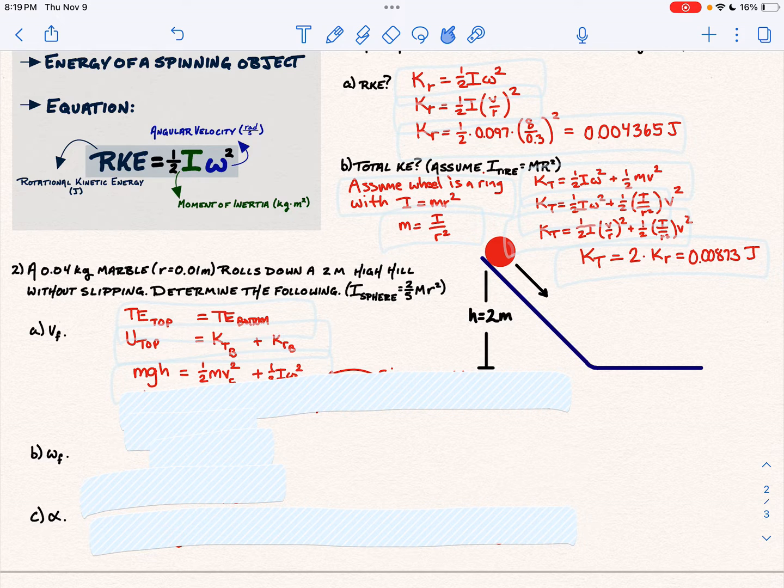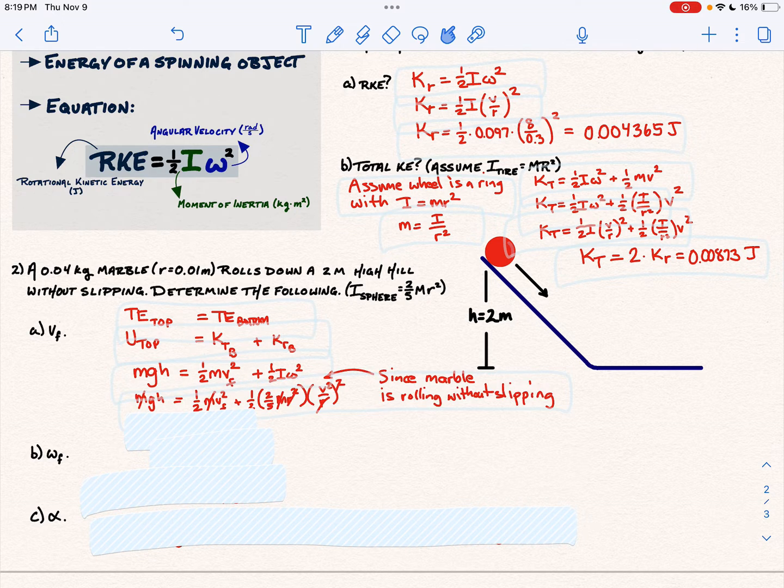So at the top, we have mgh. And at the bottom, we have 1/2 mv squared and 1/2 I omega squared. And if you say that the marble is rolling without slipping, you can replace omega with v over r. And also, every single term has mass in it. So what you're left with is gh equals 7/10 v squared. Or the final velocity at the bottom is equal to the square root of 10/7 gh.